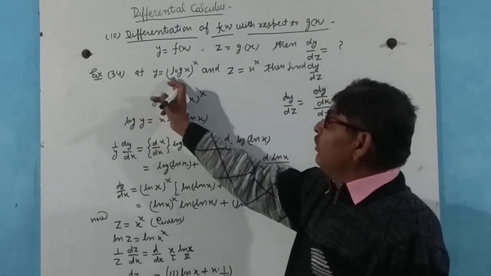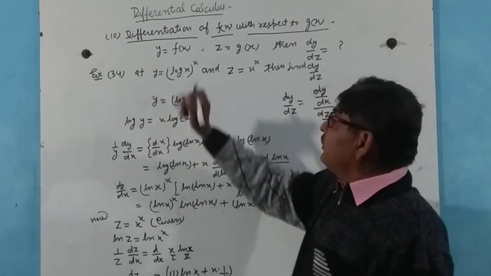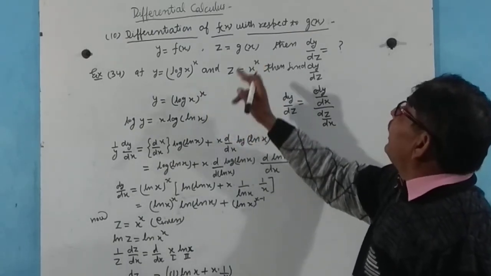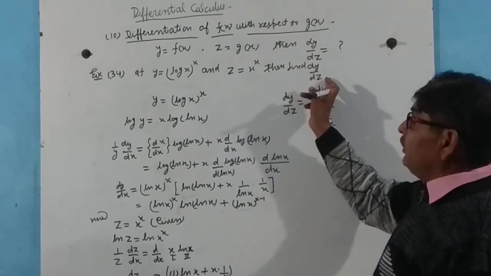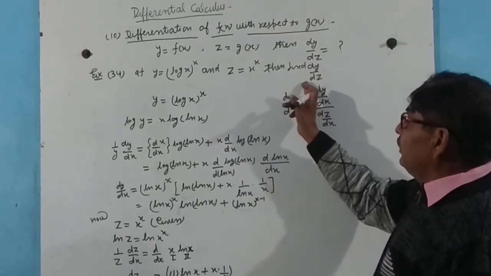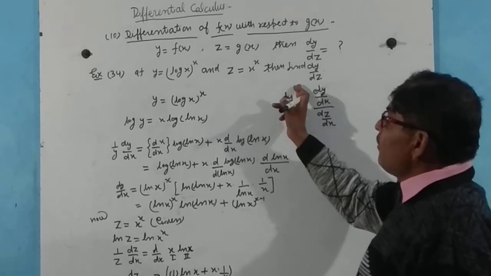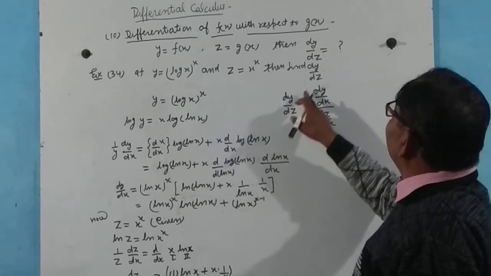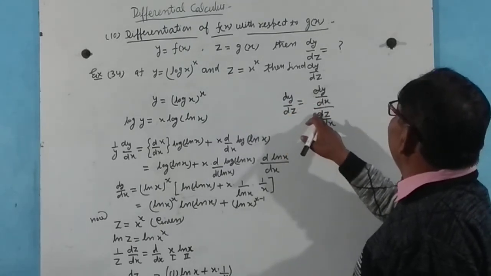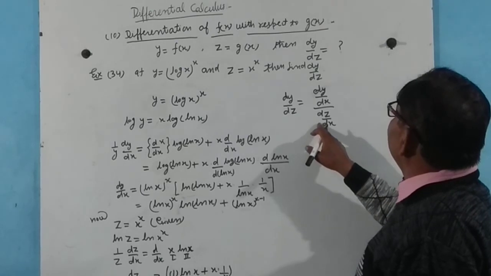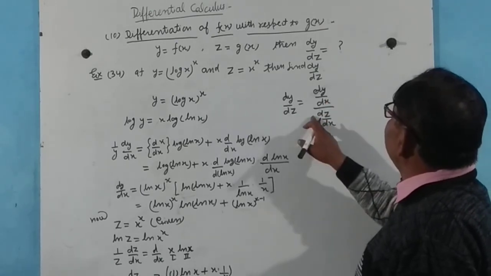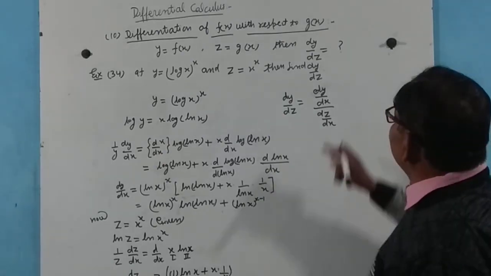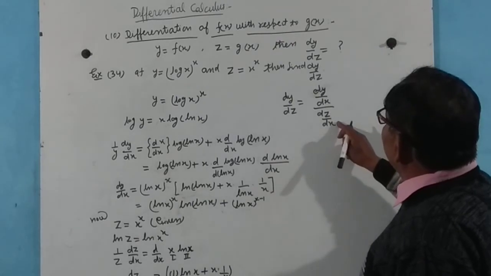Example 34. If y is equal to (log x) to the power x and z is equal to x to the power x, then find dy by dz. Now we know that dy by dz can be written as dy by dx divided by dz by dx. Here dx cancels, giving dy by dz. Now it is parametric in x, so we need dy by dx and dz by dx.